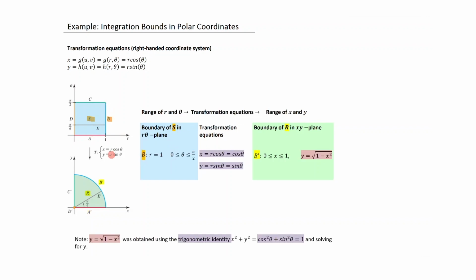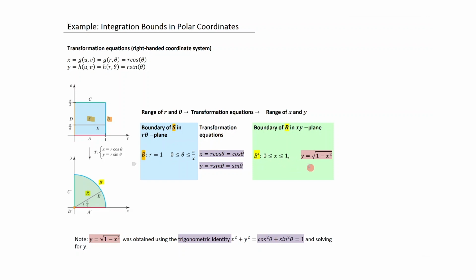In this case, r is fixed at 1, and theta can vary from 0 to pi over 2. If we substitute for r equals 1, this becomes cos theta, and this becomes sine theta. Next we figure out how this relates to the boundary in the xy plane. Since we have cosine theta here, the value of theta will range from 0 to pi over 2, and that means cosine theta will vary from 1 to 0, or in compact form, 0 is less than or equal to x is less than or equal to 1.